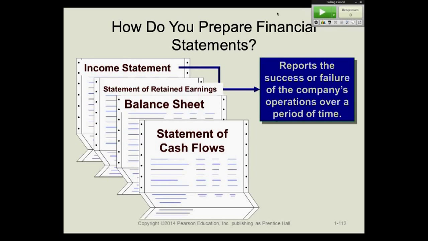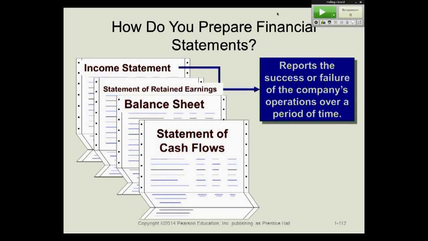This is the order in which the statements would have to be prepared. Each statement, if you started doing some of the homework or if you did read ahead, you're going to notice that the statements will articulate, which means they feed into each other. So you need to have income to do the retained earnings statement. You need to have the retained earnings statement in order to do the balance sheet, and you need the first three statements in order to do the statement of cash flows. So the statements have to be prepared in that order.